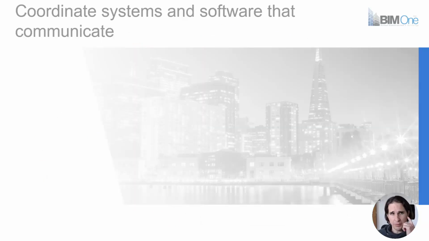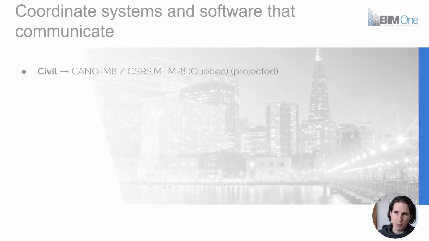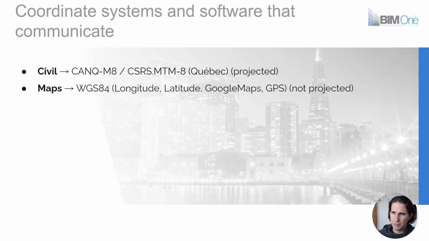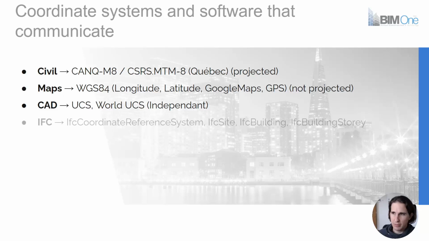If you take, for example, Civil, it would work here in Canada and Quebec in CAN-QM8. It's a projected one. You take maps in WGS84, which would give you longitude, latitude, like the GPS coordinates, and it's not projected. And the CAD one, for example, would be a UCS, independent from everything. You just specify it at the beginning. The IFC would have different systems possible in it, the IFC coordinate reference system, for example, or the IFC site, or the IFC building, etc.